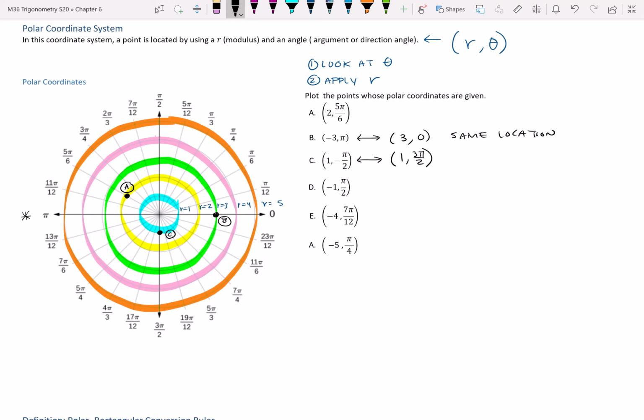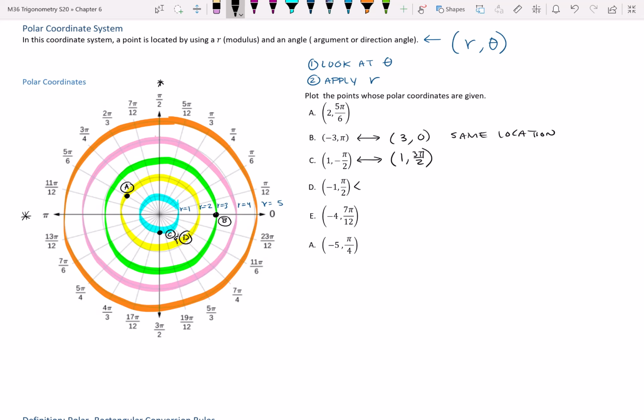The next one is pi over 2. So that's pi over 2 here. Again, let's look at theta. So pi over 2, we're here. My R is -1. So I am in this blue circle, but because it's negative, I'm going to reflect it, which means I'm actually going to end up at the same location as C. So C and D are in the same place.